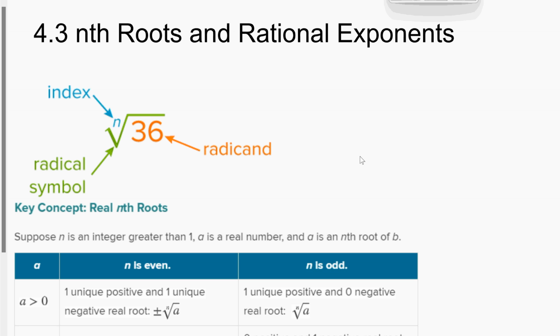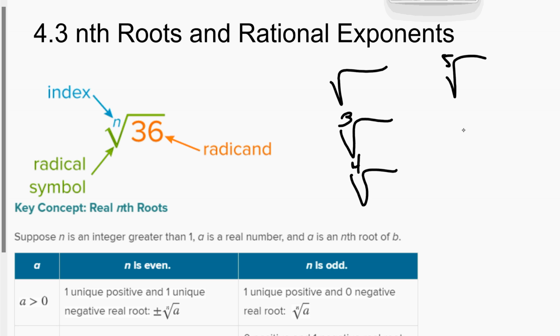Section 3, we're going to look at nth roots and radical exponents. When we talk about roots, we have the square root, which looks like this. We have cube roots, fourth roots, fifth roots, and it keeps on going. That's what this n stands for, just any number you can plug in there.